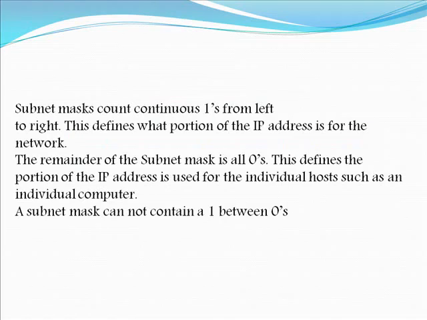Okay, subnet masks count continuous ones from left to right. The subnet mask defines what portion of the IP address is used to show the computer what the network is and what the host is. Whichever portion of the IP address is not used for the network is used for the host, which is shown by zeros in the subnet mask. You will never see a subnet mask that has a 0 and then a 1 and then a 0 and then a 1. It'll pretty much be all ones from left to right.